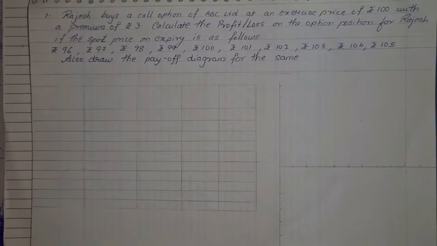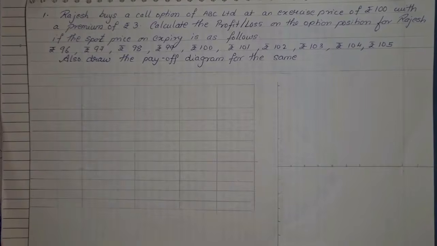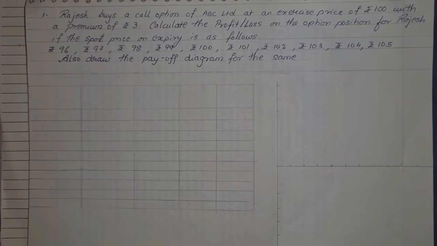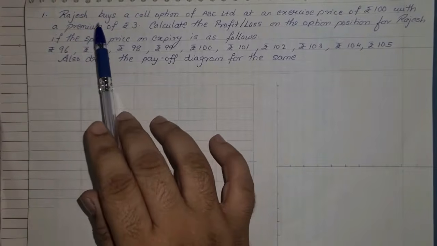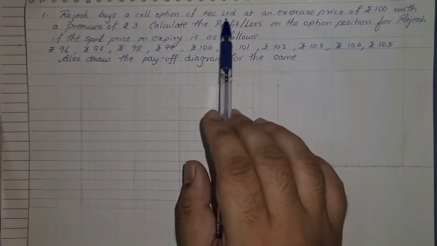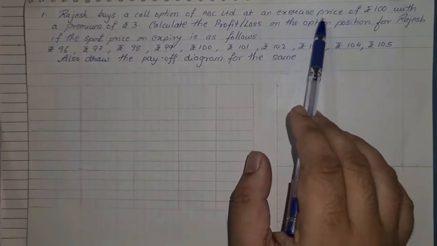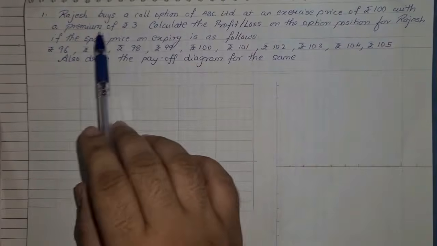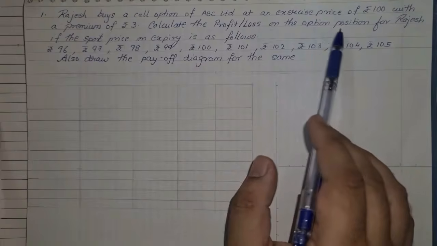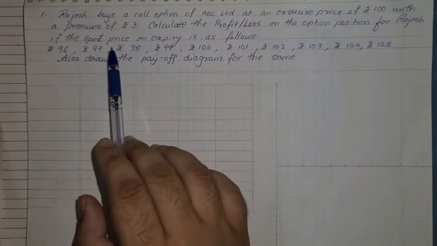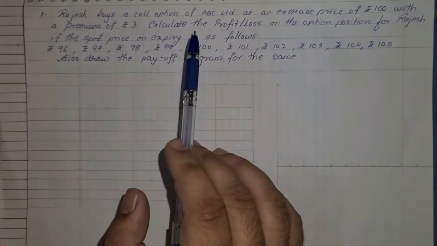So let us see how to solve the sum both graphically as well as tabulated. Now let us check the first example as to how to calculate the profit or loss based on option positioning when there is a call option and it is based on the buyer's payoff. I'll read the question once. Rajesh buys a call option of ABC Limited at an exercise price of rupees 100 with a premium of rupees 3. Calculate the profit or loss on the option position for Rajesh if the spot price on expiry is as follows.